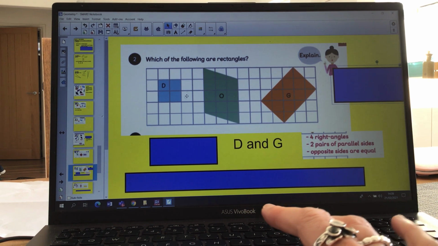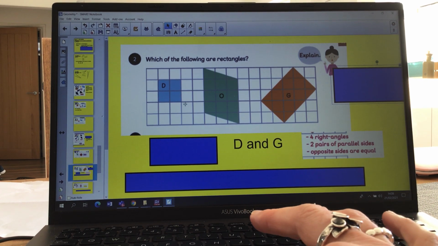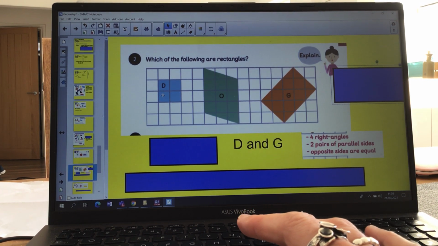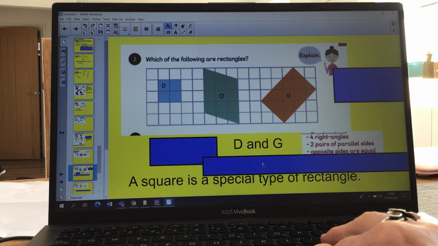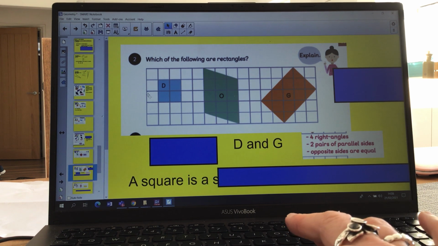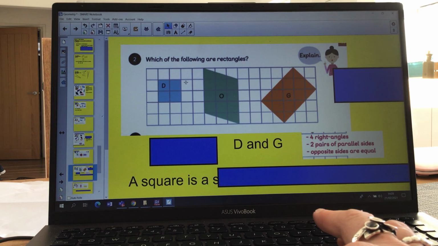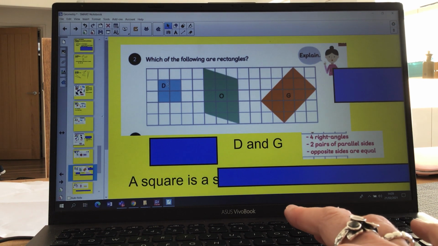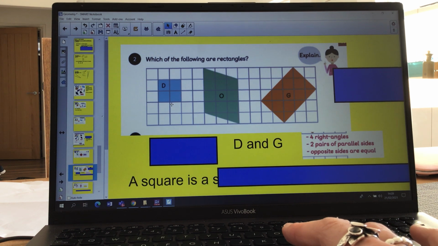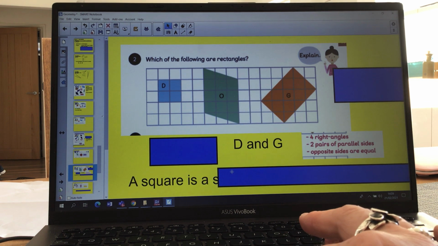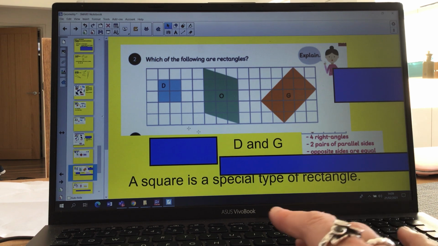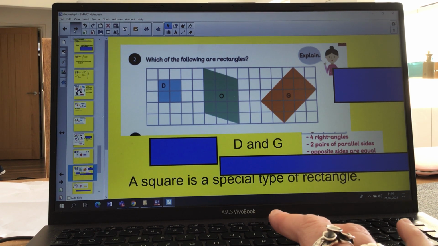Now, some of you are saying, well, D is a square, but actually D is what we call a special rectangle. It is a square, but it's a special rectangle. I've written it there. A square is a special type of rectangle because it does have those four right angles. It has two pairs of parallel sides and opposite sides are equal. So it still sits in that umbrella of rectangles. It's what we call a special rectangle because all four sides are equal. Okay? Interesting that though, you remember that.